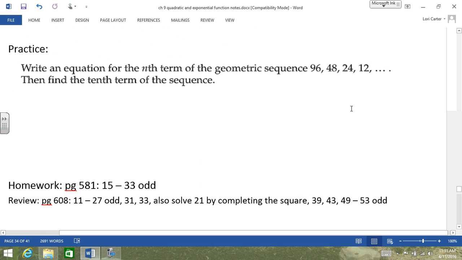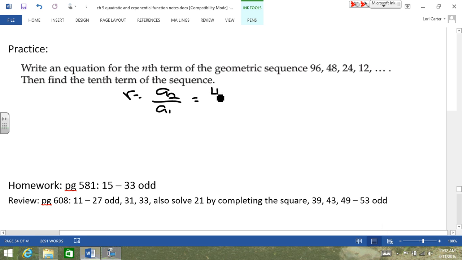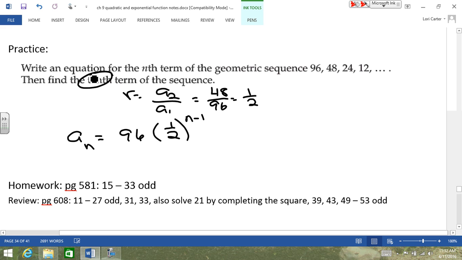Okay, your turn. The ratio is a half. 48 divided by 96 is 1/2. What's my equation? A sub n equals 96 times 1/2 to the n minus 1. Good. It told you to find the 10th term. What do you do? You're finding A sub 10, which equals 96 times 1/2 to the 10 minus 1.